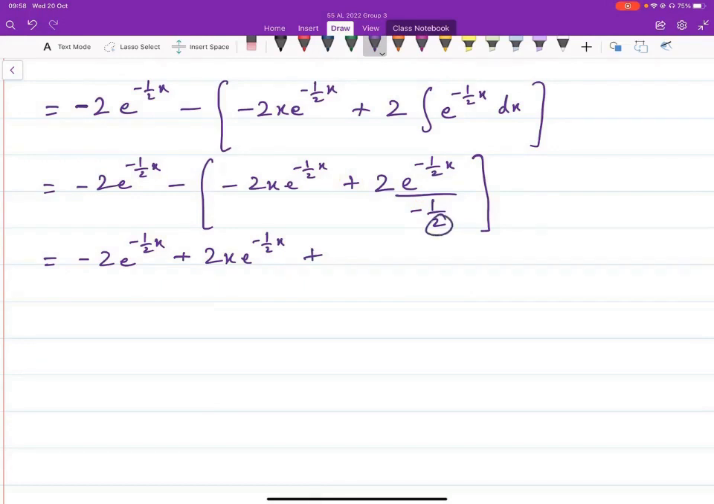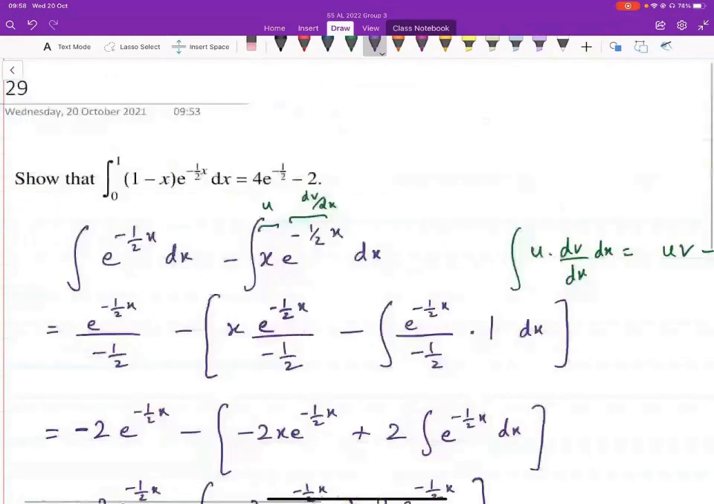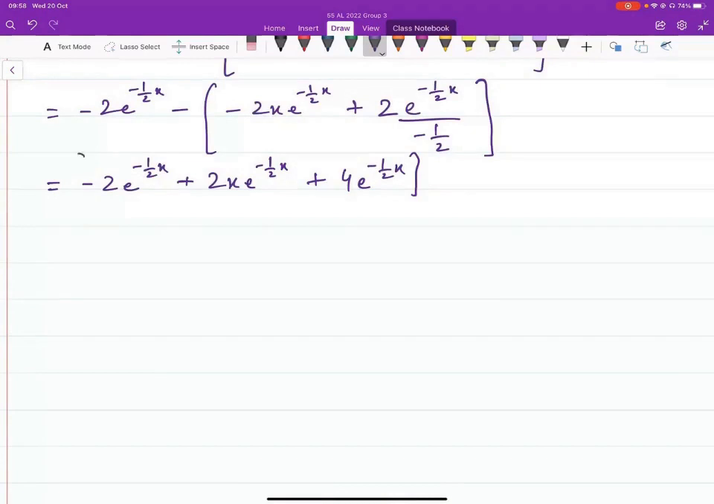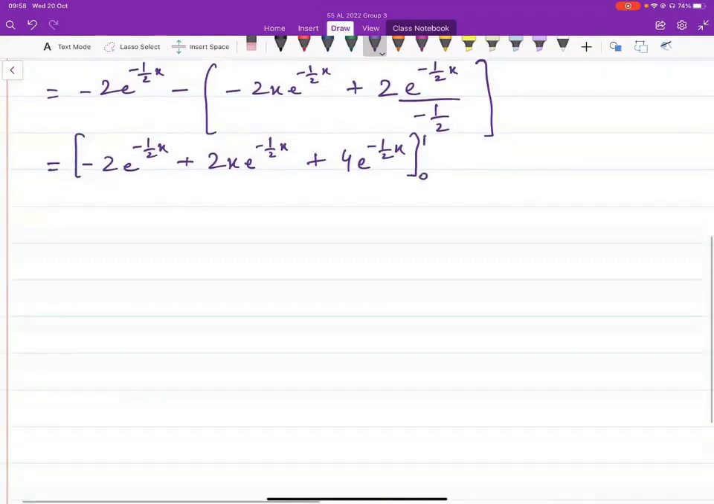The 2 at the bottom will also come up. It becomes 4 e raised to power minus half x. That is the integral. If you only had to integrate, you would put plus c there and that would be it. But now you have limits there, from 0 to 1. You input those limits from 0 to 1 here.